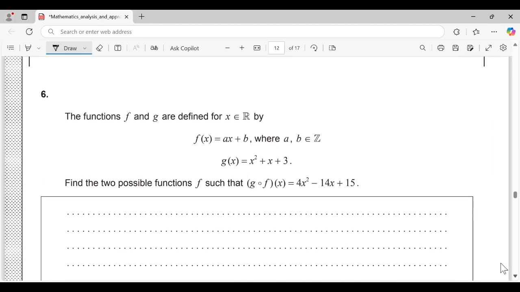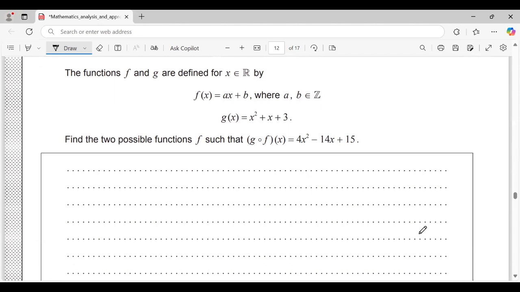Next, I'm going to move to the next question, 6. The functions f and g are defined for x an element of the real numbers. f(x) is this one, ax plus b, g(x) is x squared plus x plus 3. Find the two possible functions f such that the composite function g of f of x equals 4x squared minus 14x plus 15.